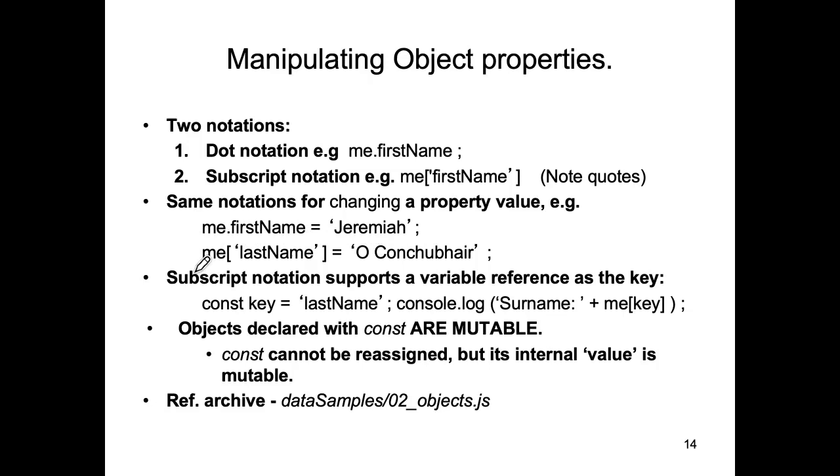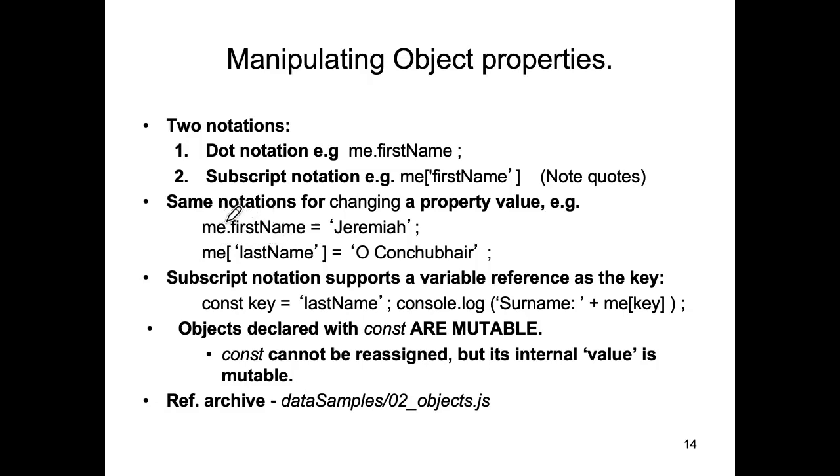Here I'm saying the subscript notation supports a variable reference. So in here, you can actually have a variable name. You do not enclose the variable name in quotes. You just leave the variable unquoted. And all that happens at runtime is, hopefully, the variable that you're referring to is assigned a string value. If it's not, then you're in trouble. But if it is assigned a string value and that string value matches one of the keys of your object, then it'll all work out fine. So you can use variables here using the subscript notation.